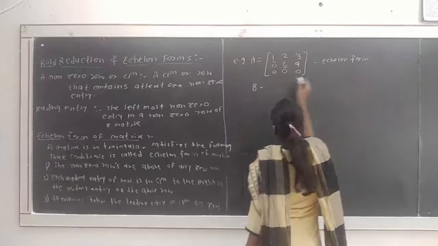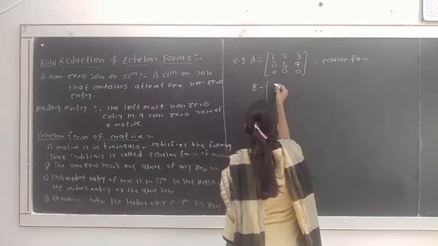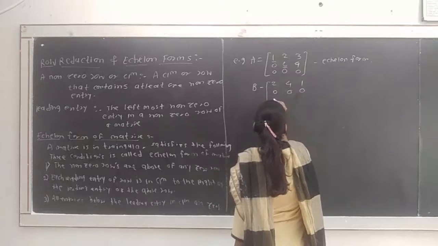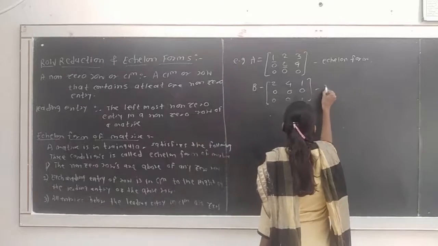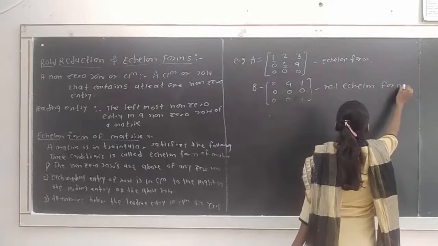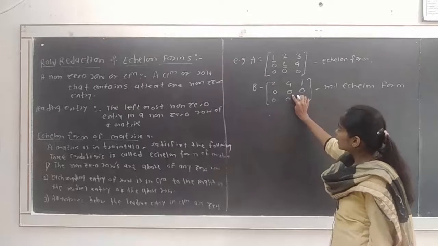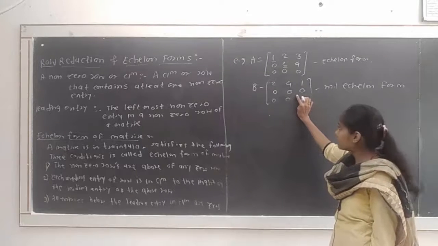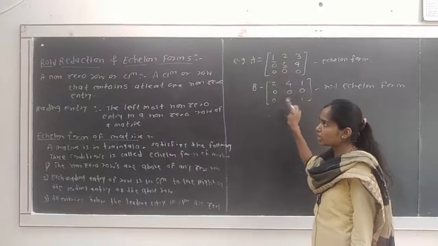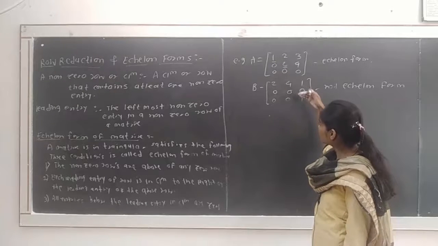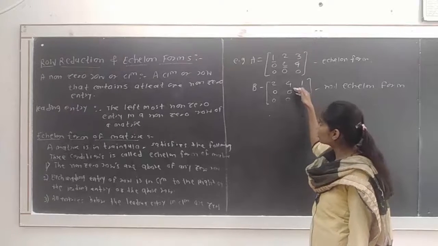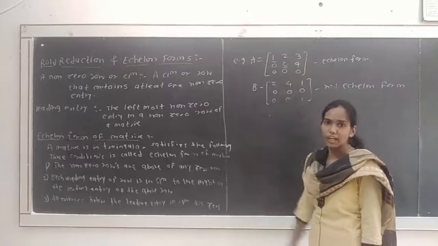Then if we consider the matrix B, whose entries are 2, 4, 1, then the second row will be 0, 0, 0, and the third row will be 0, 0, 1. Then it is not an echelon form, because if we observe the second row, it is a 0 row, and it is above a non-zero row. Therefore, it is not the echelon form of a matrix. If we shift this non-zero row above the 0 row, then this new form is in echelon form.